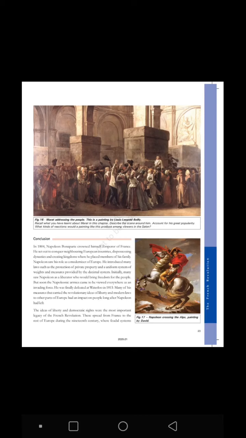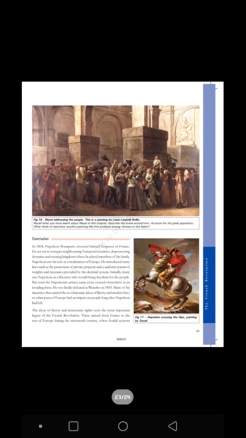He was finally defeated at Waterloo in 1815. Many of his measures that carried the revolutionary ideas of liberty and modern laws to other parts of Europe had an impact on people long after Napoleon had left. The ideas of liberty and democratic rights were the most important legacy of the French Revolution.